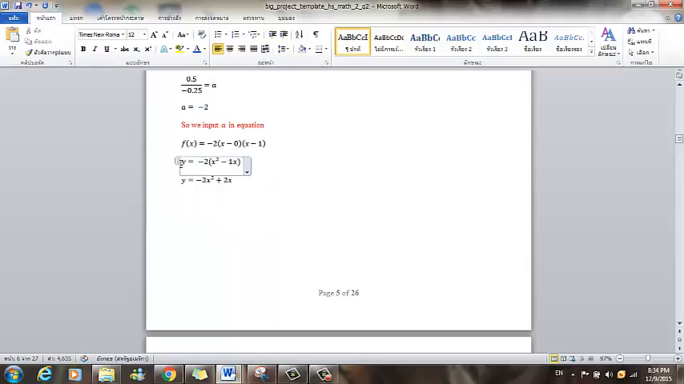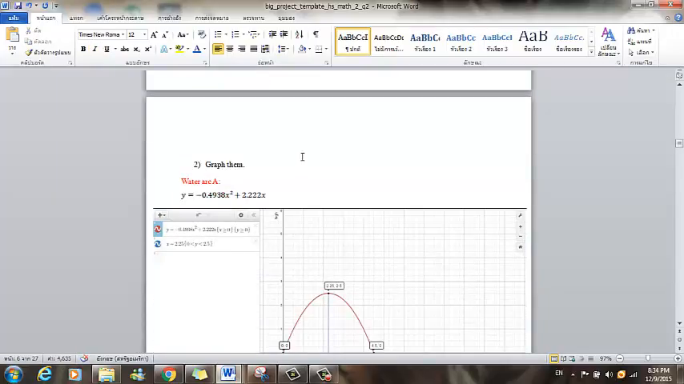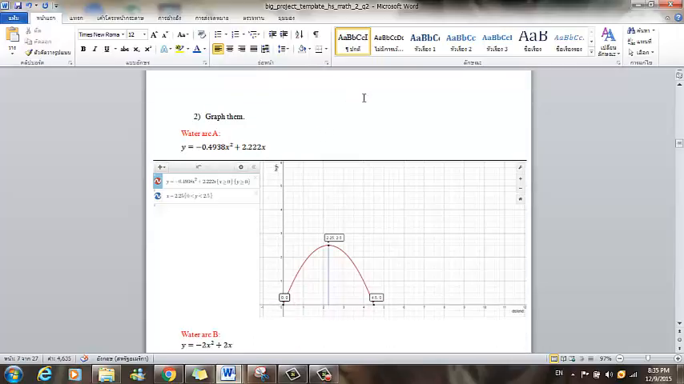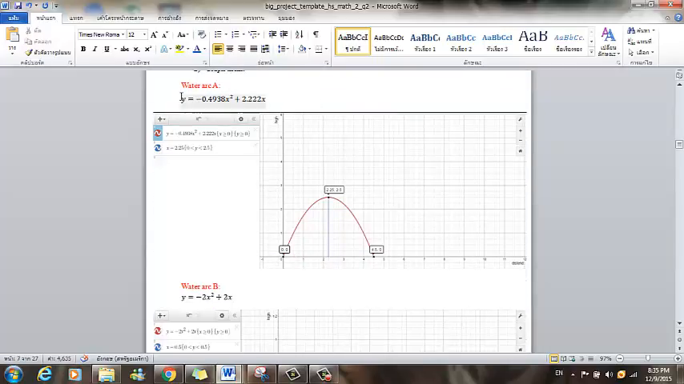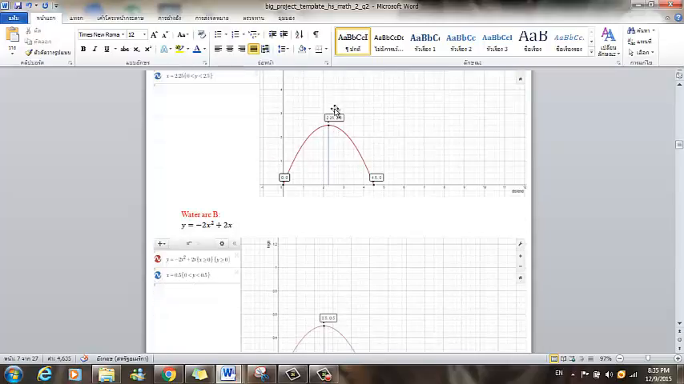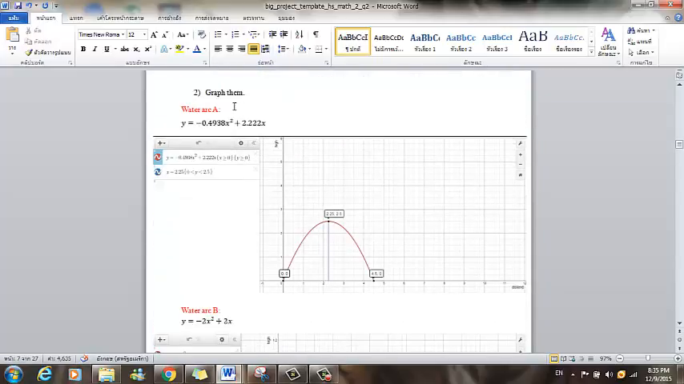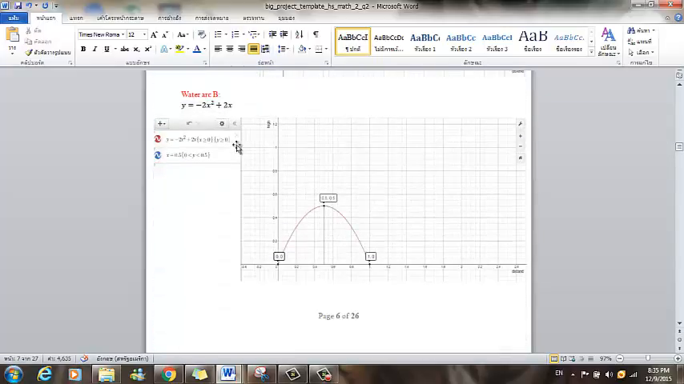So this is my parabola, and this is the graph. We graph them in decimals. Put this in, and it's gonna show you your water fountain. This is for arc A, and this is for arc B.